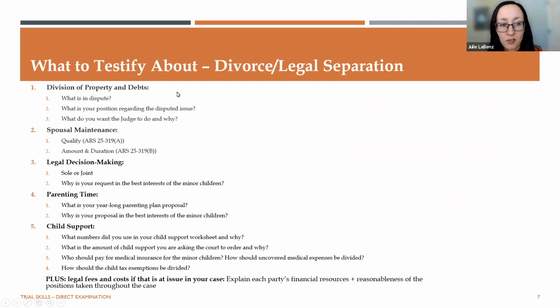So first is the division of property and debts. What is in dispute? What is your position regarding the disputed issue? And what do you want the judge to do and why? So when you testify, you could say, look, judge, we do not agree about what should happen with the marital home. You've identified the disputed issue. Now you can say your position.